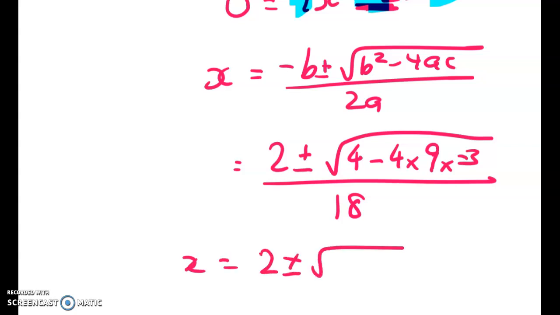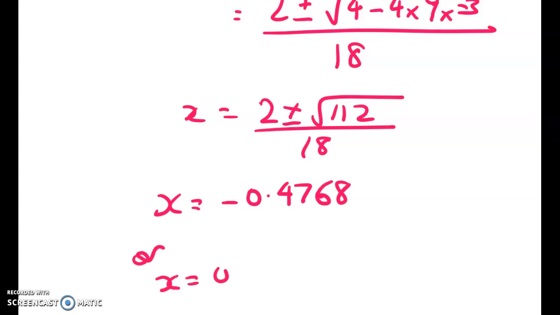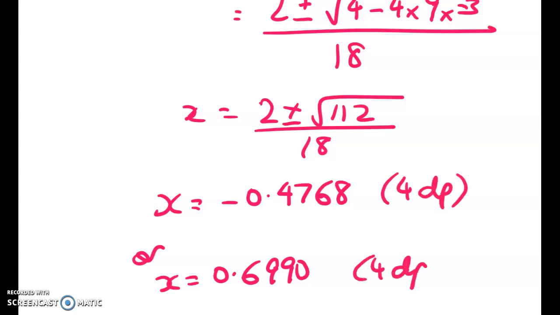But in here, what do we have? Well, we have in here square root of 112, which is not a particularly nice number. You could go through and get an exact answer. So if you're watching this in my Cambridge class, that's what you need to be able to do. But for NCEA, it's fine to say that x is equal to negative 0.4768 or x is equal to 0.6990. And both of those are going just to 4 decimal places. You could go to 3. 3 would be fine too.